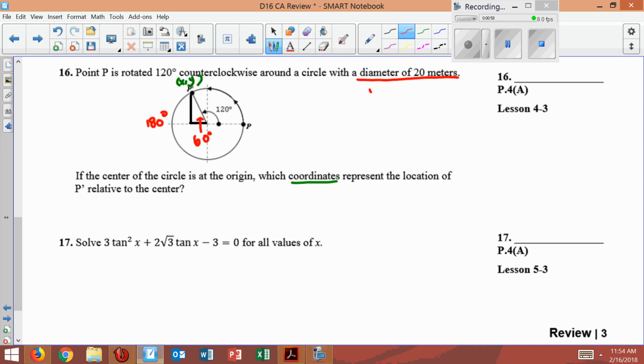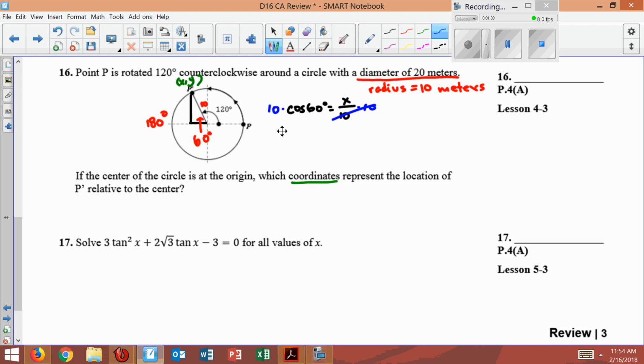The diameter is 20 meters. That means the radius is 10 meters. And what that tells us is, if you notice, point P is the distance of a radius away. So that tells me my hypotenuse is 10. So radius and hypotenuse are synonymous. Now, if I have my h, I can find my x and my y using trig. Specifically, I could say that cosine of the 60 degrees is equal to x over my hypotenuse of 10. I'll multiply both sides by 10, and this is how I'd get my x value.